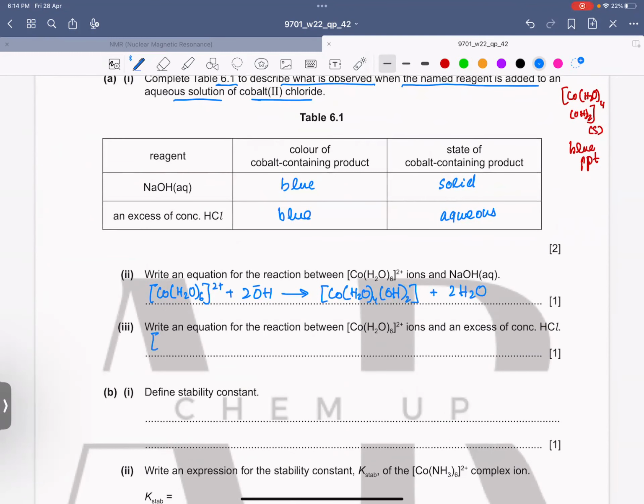In this case, Co(H2O)6 with two positive charge, 4 chloride ions forming CoCl4 with 2 negative charge, and 6 water molecules.